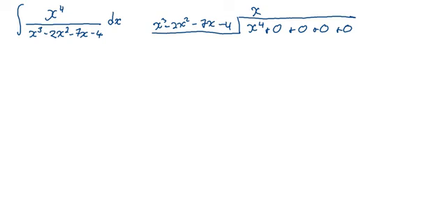Okay, so what do we have now? We have to multiply the x that we have gotten with everything that we have here. So that will give us x to the power 4 minus 2x to the power 3 minus 7x squared minus 4x. All right, that's what we have right there.